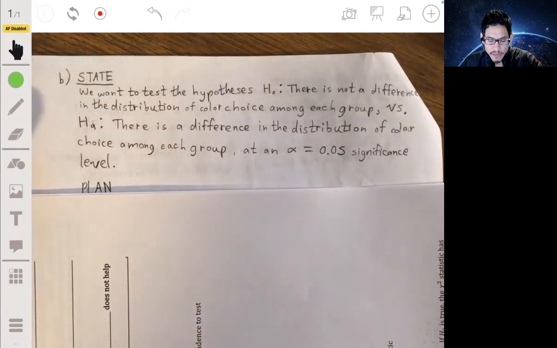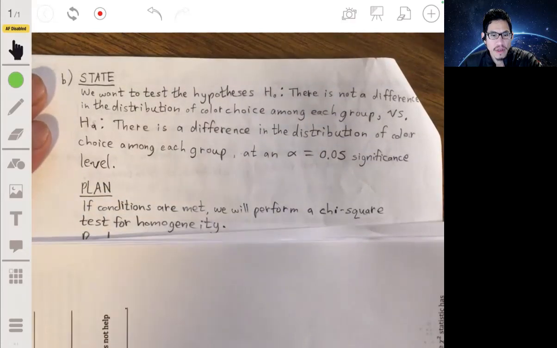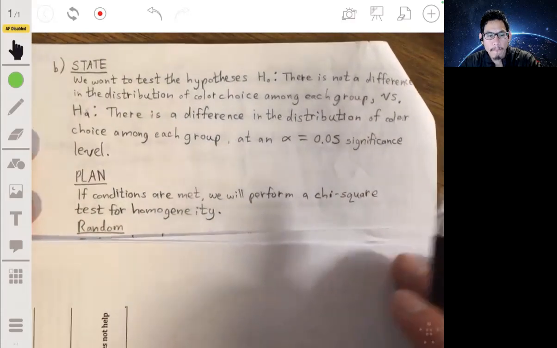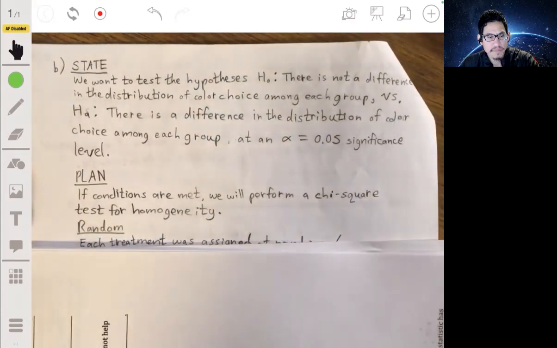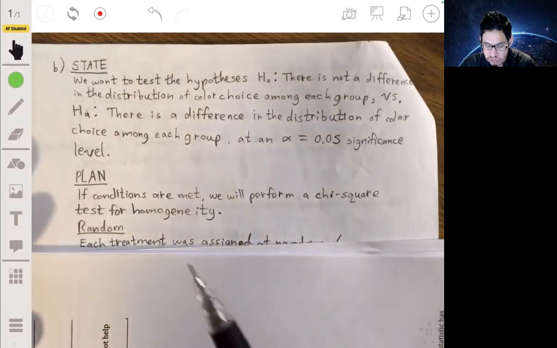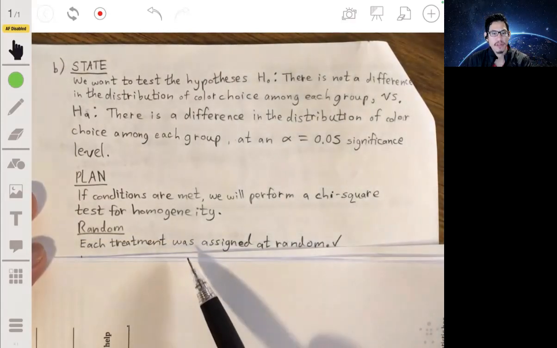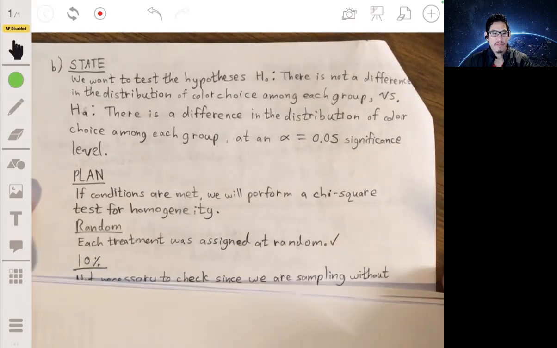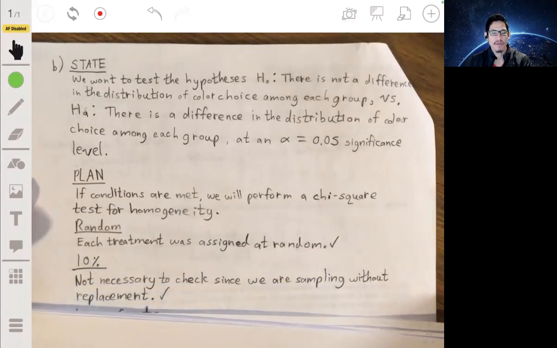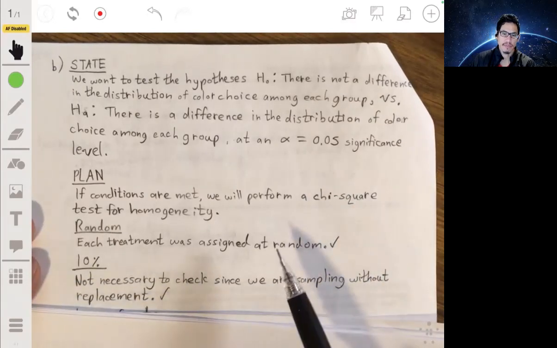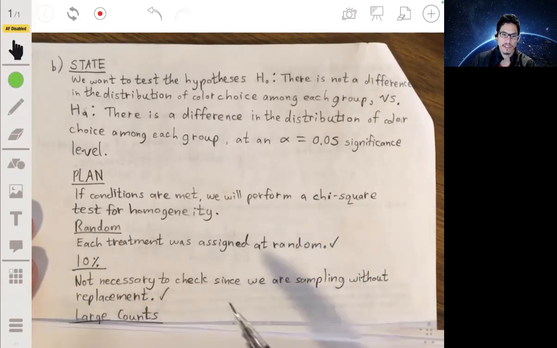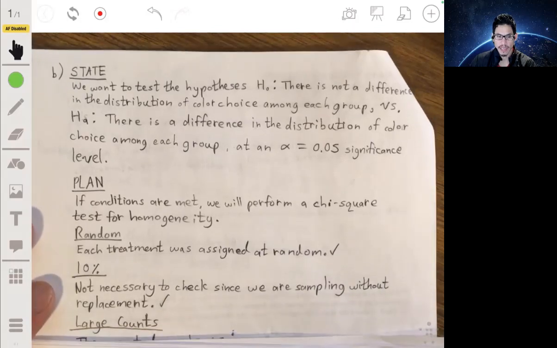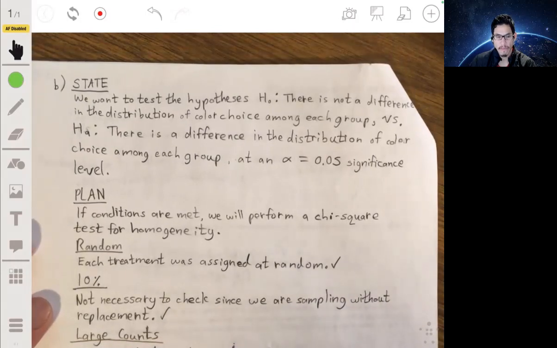So our plan then will be to use the chi-square test for homogeneity if the conditions are met. We were told in the problem that each treatment was assigned at random. The 10% condition is not necessary because we're doing an experiment, so we're sampling without replacement because we have volunteers. And then large counts. We want to calculate that all the expected counts are at least 5.